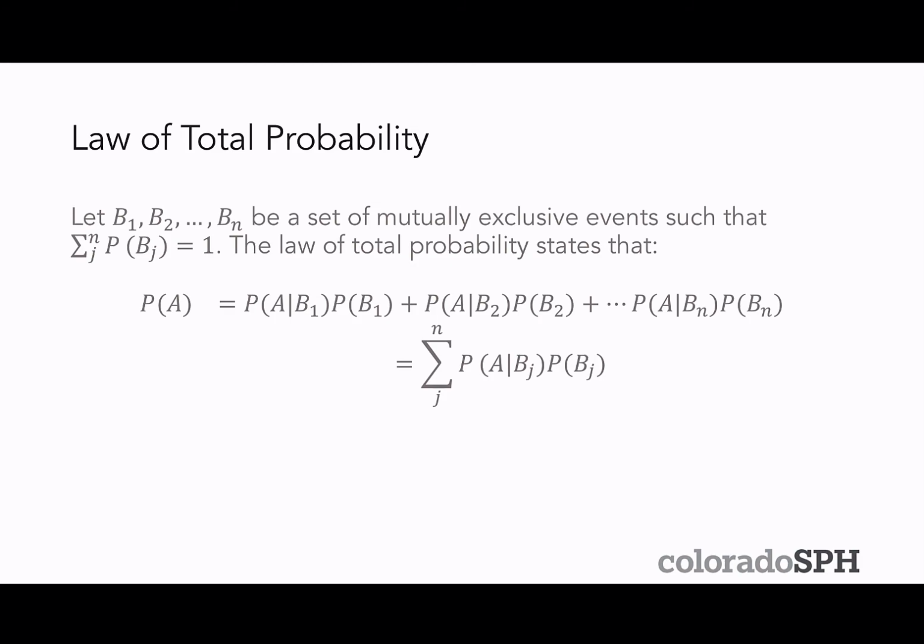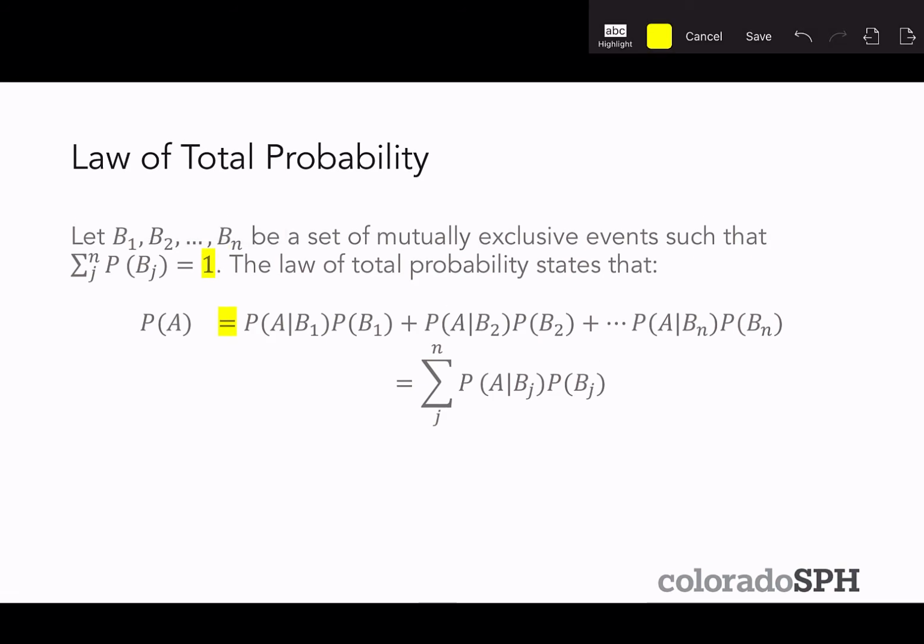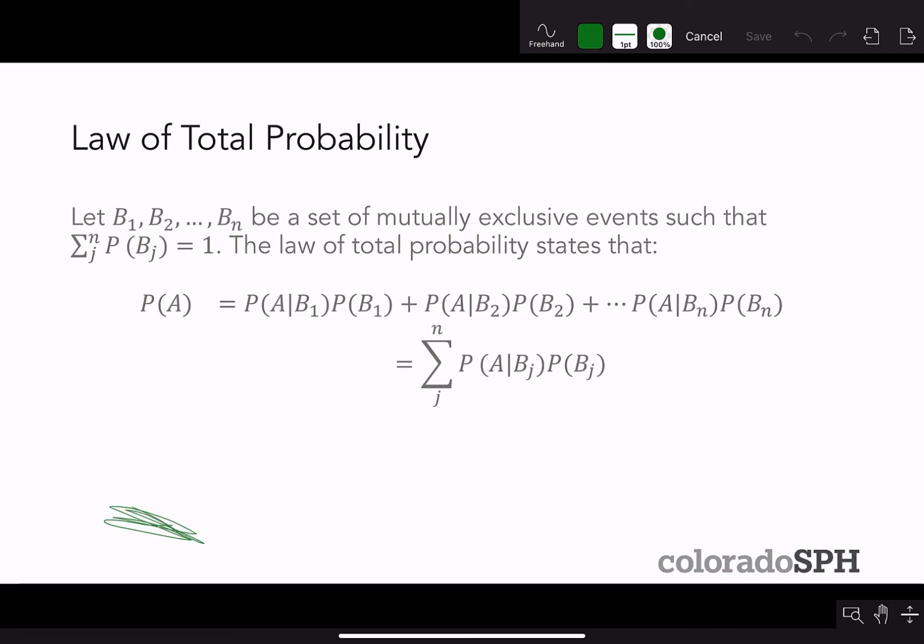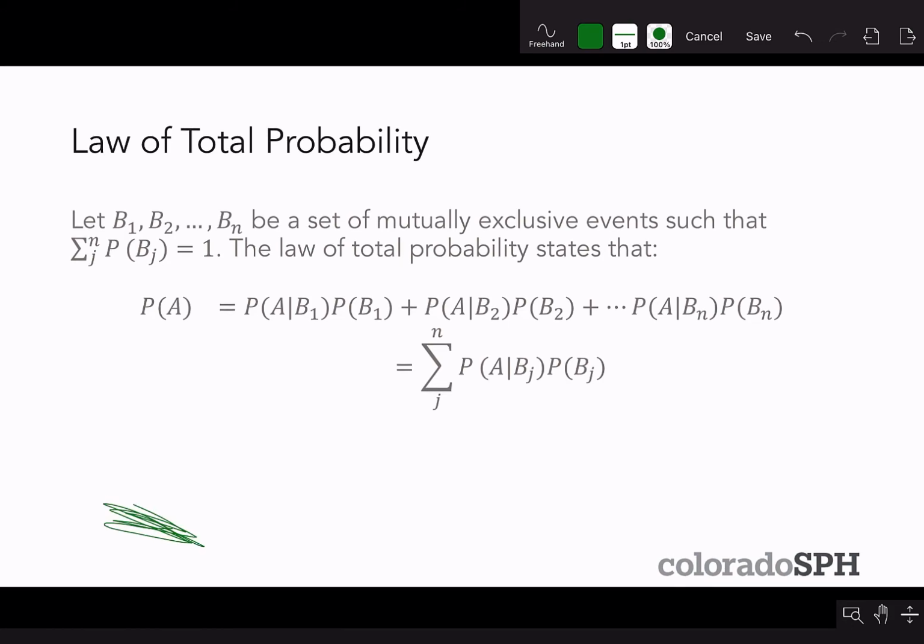Then there's the law of total probability, which says that if you have a set of mutually exclusive events, which I have B1 up to Bn here, such that the sum of the probabilities of those events is equal to 1, then by the law of total probability, we have this statement here, that the probability of A is the probability of A given the first part of B times the probability of B, all the way up to the probability of A given the nth piece of B times the probability of B. So basically the probability of A is just a sum of conditional probabilities of A given B times the probability of B.